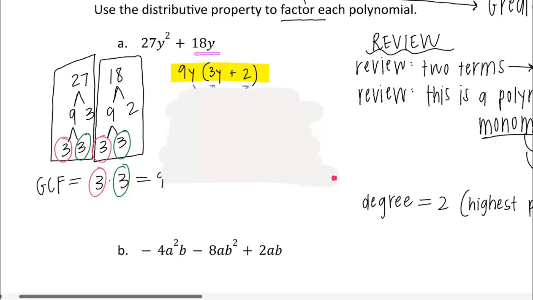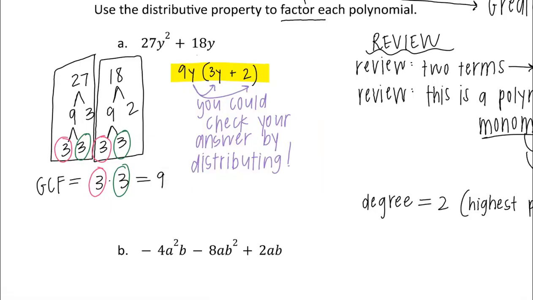Then to get my second term, 18y, I have to take my GCF of 9y and multiply it by 2. Since the GCF already has y in it, I don't have to put a y in this term here. 9y times 2 will give me 18y. So this here is my final answer. It's 9y on the outside as the GCF, and you could always check your answer by multiplying it out.